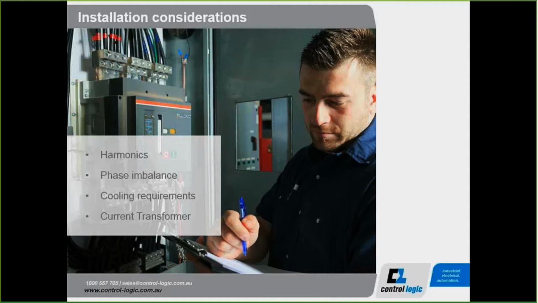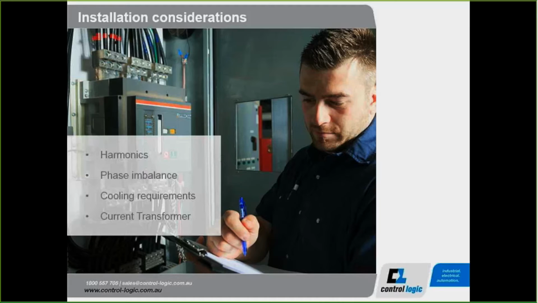Okay, so what are some of the things that you should consider before installing a power factor correction unit? Well, the first point is harmonics. Now, for those of you that don't know, harmonics are a form of electrical pollution. They're caused by devices called non-linear loads. A good example of a non-linear load is a variable speed drive. So what happens with a non-linear load, when you apply a sinusoidal voltage waveform to it, the resultant current is no longer a pure sine wave.